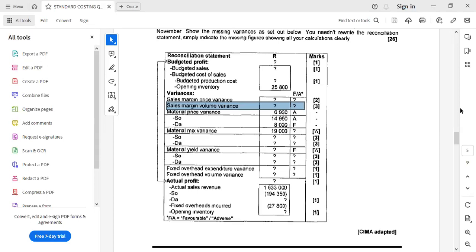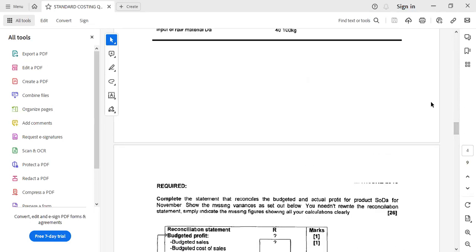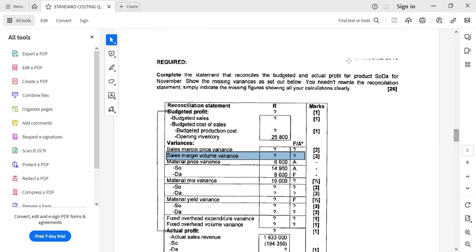So here we have to go and check. Okay, let me just first give you the formula. That's our standard margin volume variance. Right, this one now.